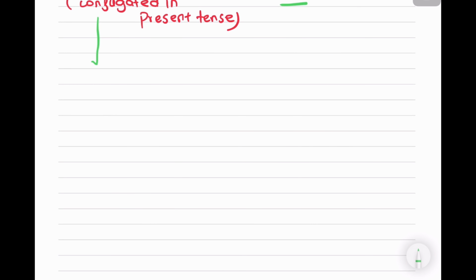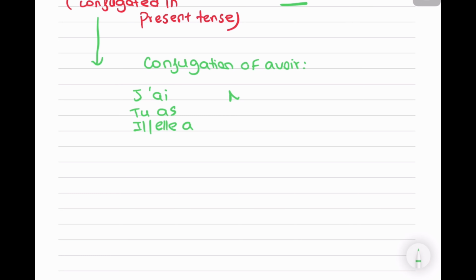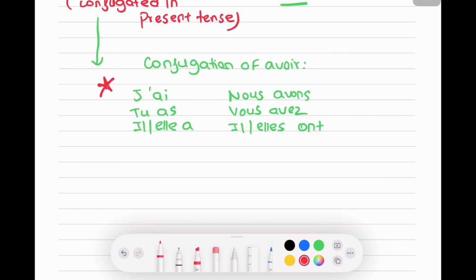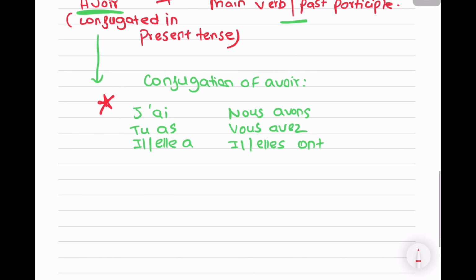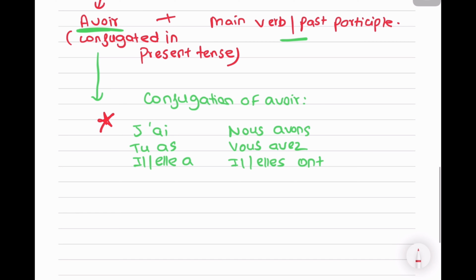Now we're going to conjugate it. First we'll conjugate the first verb, that is conjugation of avoir. In present tense, we know that avoir is an exception, right? So we conjugate it like this: j'ai, tu as, il, elle a, nous avons, vous avez, and il, elle, pluriel, ont. This conjugation you need to memorize because every single sentence in passé composé with avoir will require this. So once you memorize the conjugation of avoir, then we come to the past participle.